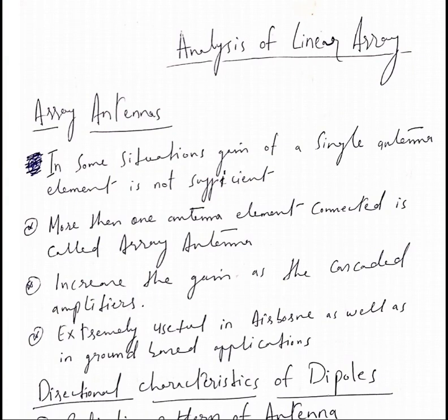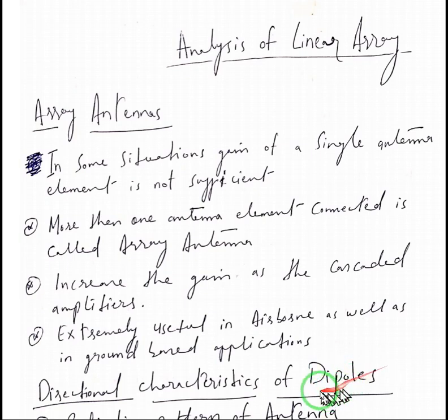In the array antenna, in some situations, the gain of a single antenna element is not sufficient. Definitely, one element does not provide us the desired power. So we have to add more than one element. More than one antenna element connected is called an array antenna. If we have to increase the gain of the antenna, we have to increase the elements in the antenna.